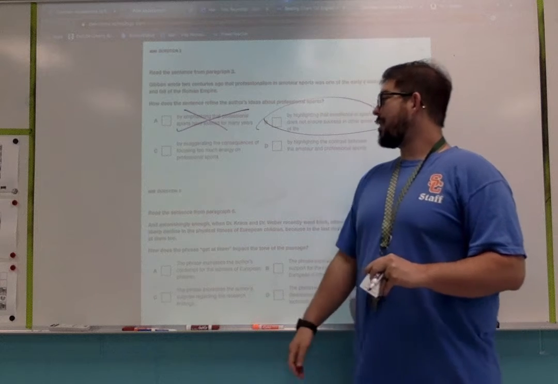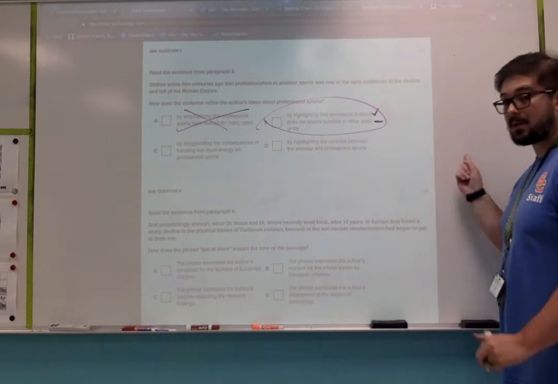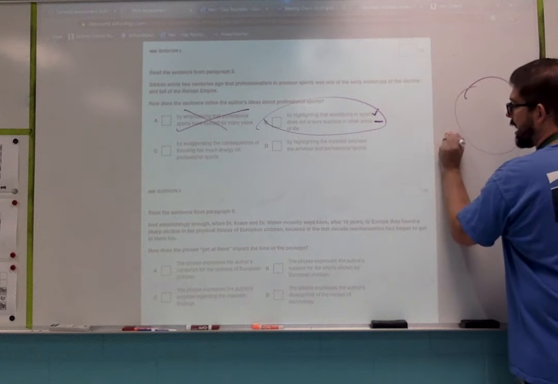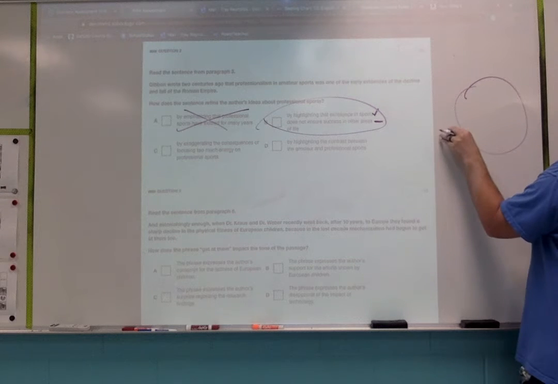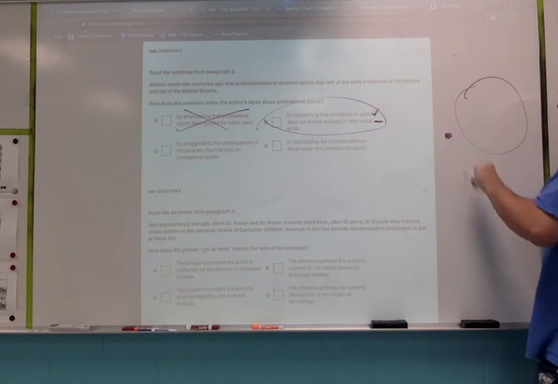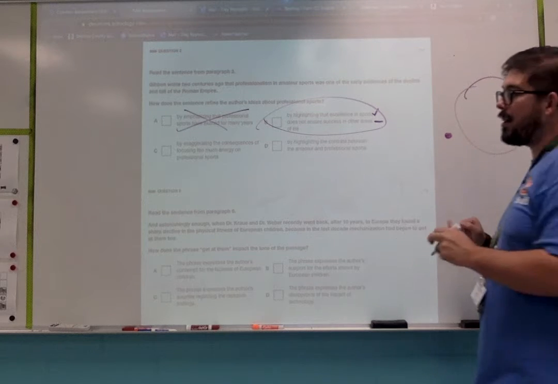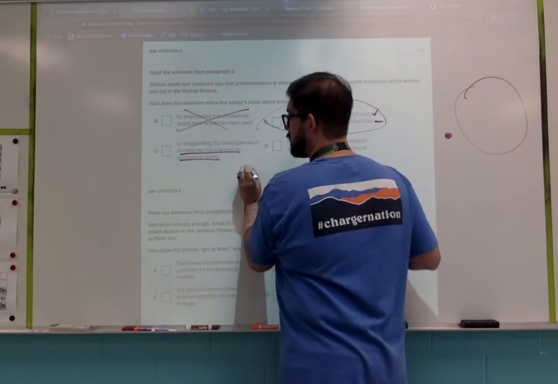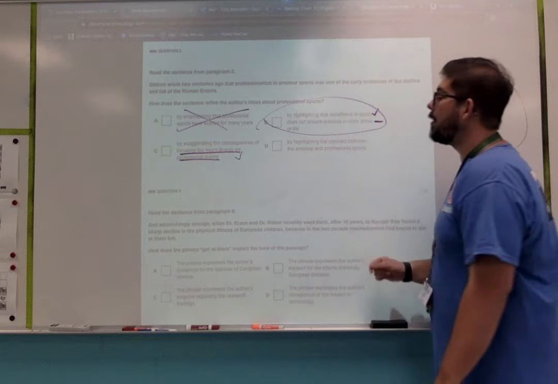C, by exaggerating the consequences of focusing too much energy on professional sports. He did kind of mention that. Remember my diagram over here. The large circle of people who watch, the tiny circle of people who actually do. He said this is the issue. We only have a small group of people who can do this activity and a whole large group who can't do it at all. That's focusing too much energy on professional sports. So this is a possible correct answer as well.